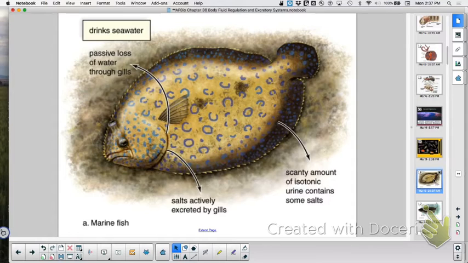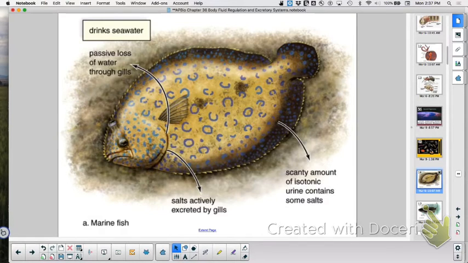Whereas when you deal with marine fish, their big concern is loss of what? Loss of water, right? Because their body will be hypotonic in relationship to the hypertonic salt water, and also gaining too many salts, so they have to get rid of those salts.